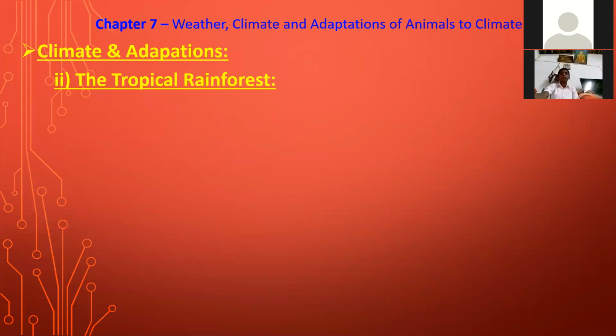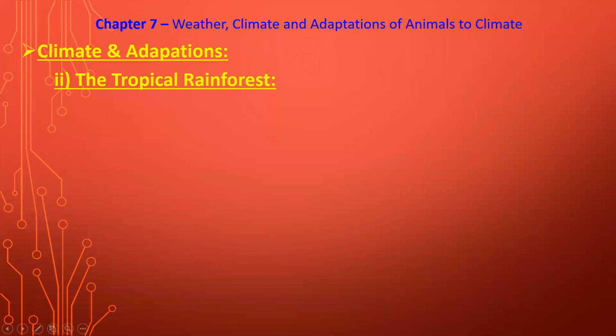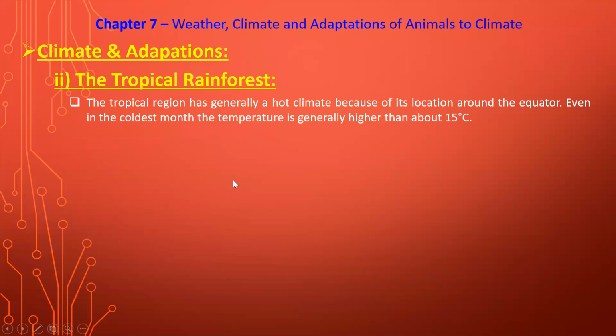Now here, we are going to consider which types of animals are living in the tropical rainforest region, and also what the climate of this tropical rainforest is. First we should know what the conditions of climate are in this region. Then only can we consider which types of animals can live in these conditions.